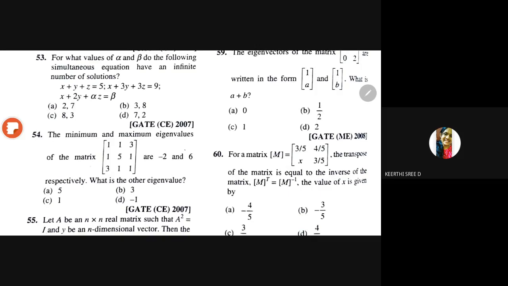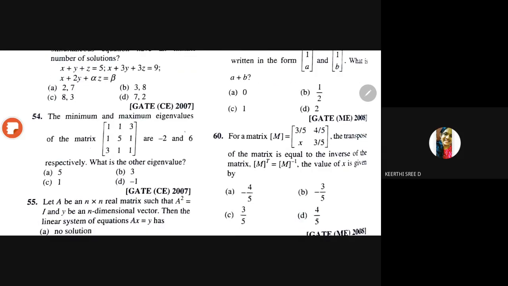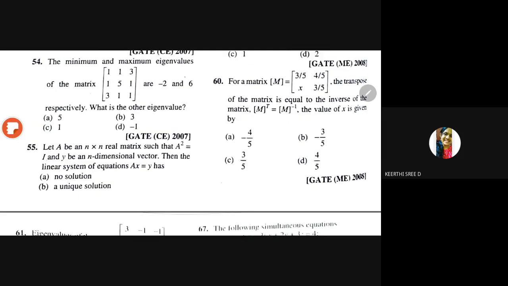Okay. Then this is an easy one. For mechanical, they have given M transpose is M inverse. If someone responds to this question, it is good. 60th question. Can anyone respond? What is the value of X? How will you do that?